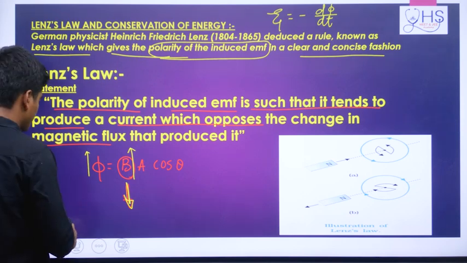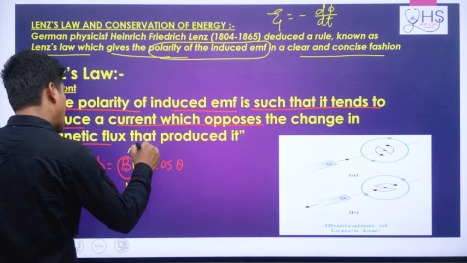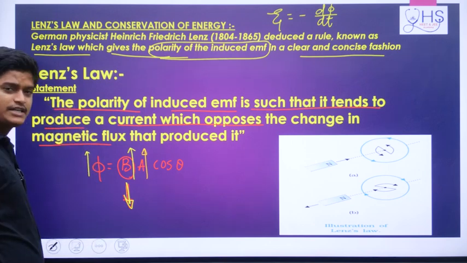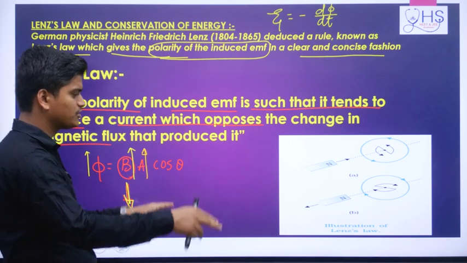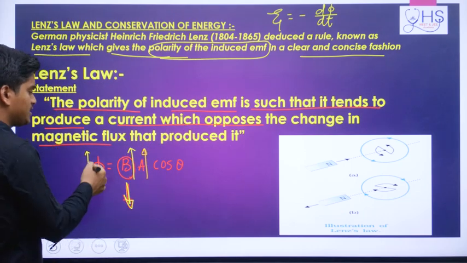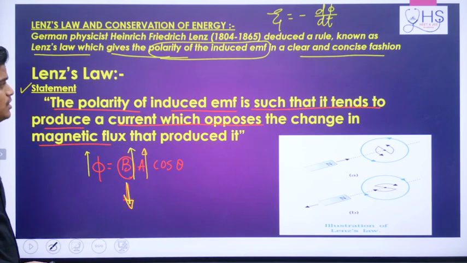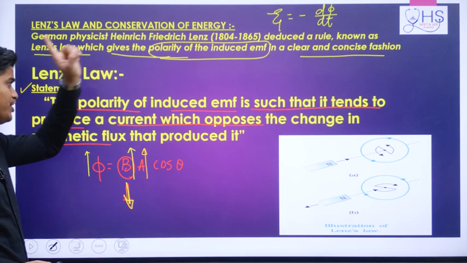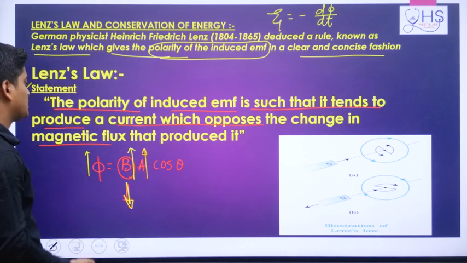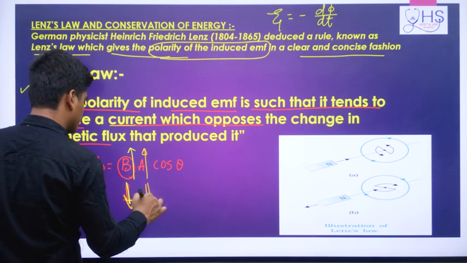Now take another example. Due to an increase in area, flux will also increase. Suppose the magnetic field is constant and there is one loop, and the area is increasing. Magnetic flux will also increase, and due to this, induced EMF will be produced. Yes or no? Now what will happen? The induced current will be produced in such a way that it tries to decrease the area.